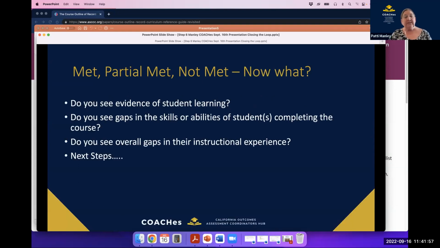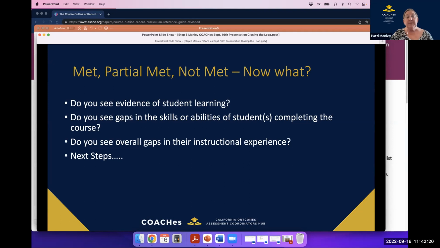So now we have our data. We've all seen these terms: met, not met, partially met. Now what? Now what do you do? As you're looking at your data, do you see evidence of student learning? Do you see gaps in the skills or abilities of certain students, or demographic groups, or students overall? And do you see gaps in the instructional experience?